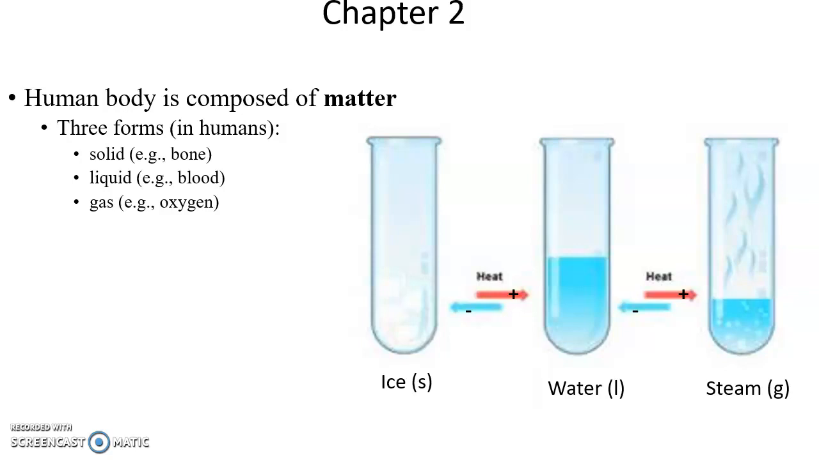You have solid, which comes as an example of bone, liquid, for example, blood, and gas, such as the oxygen that's brought into our lungs and is dissolved in the blood. So I'm sure you know, with water, ice is solid, water is liquid, and steam is gas. So that's just sort of another way to think about those states of matter.